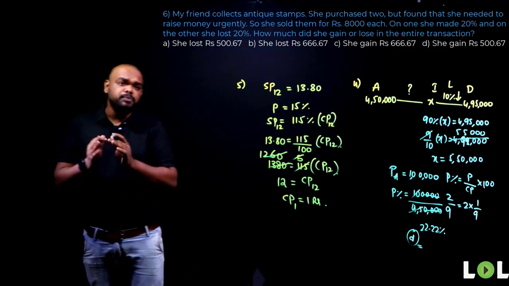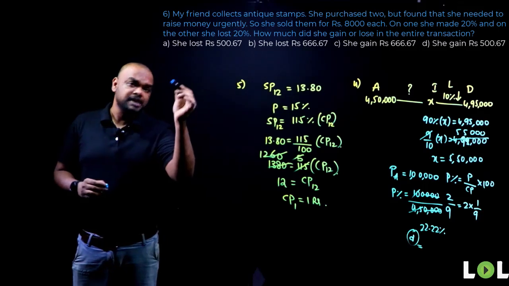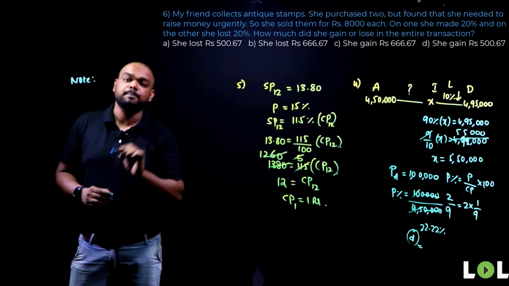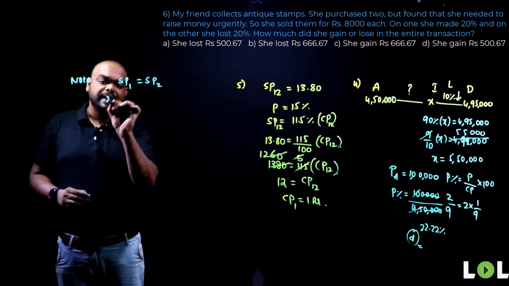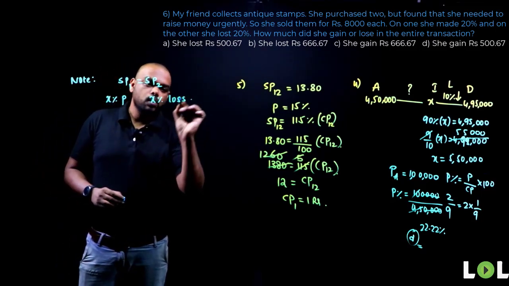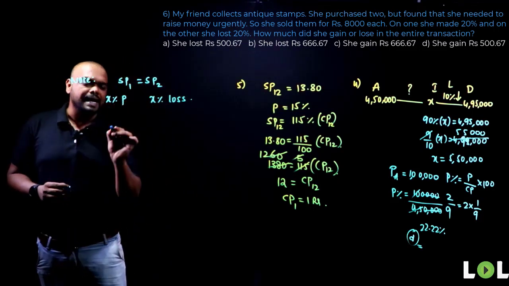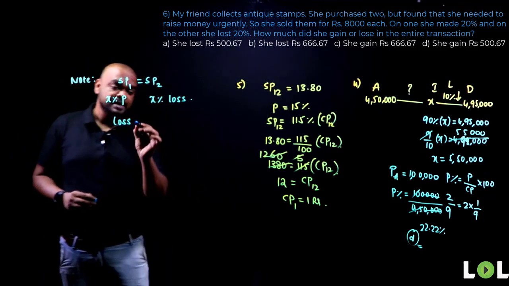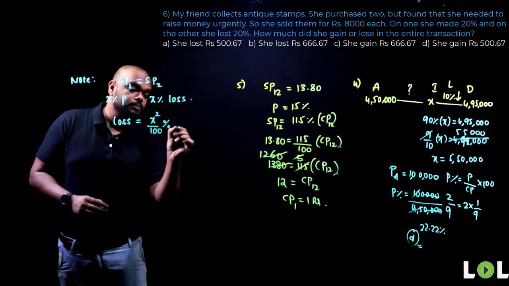Okay, guys, before getting into the question, you must understand a simple tip. Note: when 2 items are sold at the same price, that is SP1 equal to SP2, one at X% profit and another one at X% loss, the overall transaction is always a loss. That is equal to X square by 100%.